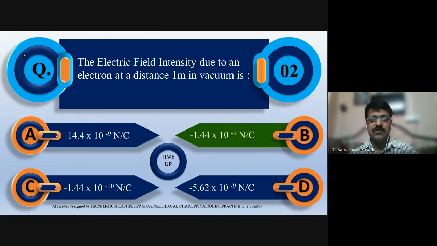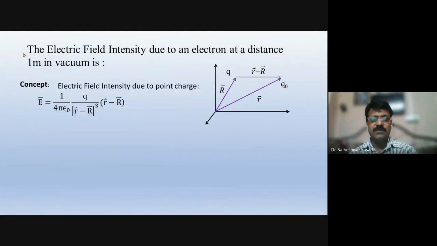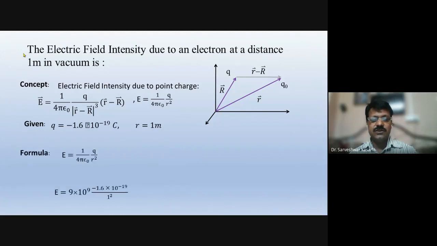So let us see how this problem is solved. Here the concept, as I said, electric intensity is equal to, this is the formula in vector form, and in magnitude form it is simply E is equal to 1 upon 4 pi epsilon 0 Q upon r square. So here given is 1.6 into 10 to the power minus 19 coulomb, the charge of an electron. Distance is 1 meter. So this is the formula, and if you put the values, the answer comes out like this, and that can be expressed as minus 1.44 into 10 to the power minus 9 Newton per coulomb.